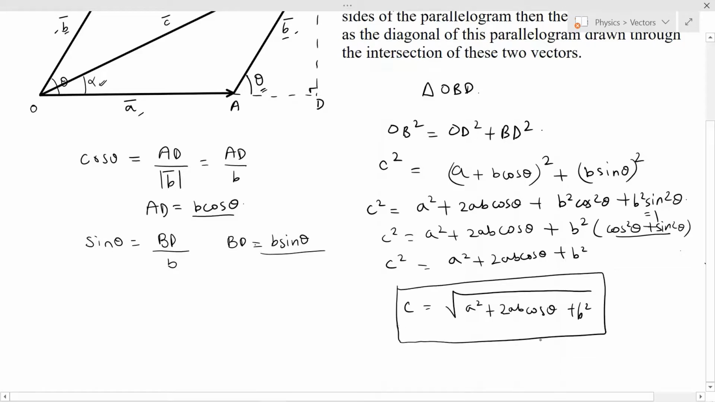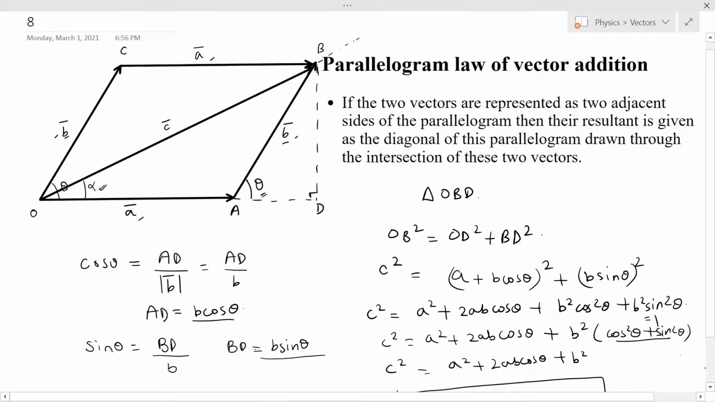So the magnitude of the resultant vector depends on the magnitude of the vector A bar and B bar, and the cosine of the angle between these two vectors, that is cos theta.